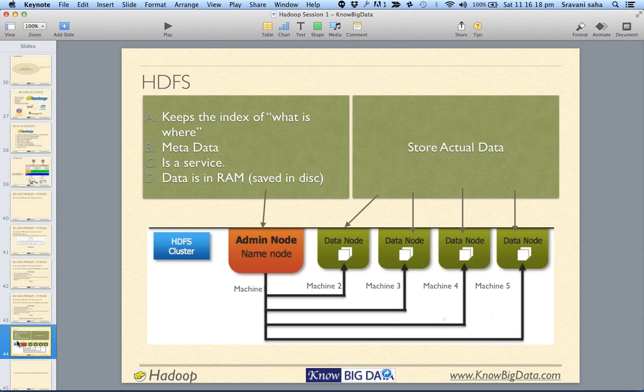Now, the admin node behaves like metadata, and all of these things, admin node and data node, are nothing but processes. So we are discussing what is the Hadoop Distributed File System. It has two kinds of nodes. There is a singular node, which is a central node called the admin node or name node, and there are multiple nodes which are data nodes. Data nodes only store data, while the admin node just keeps a note of what is where.